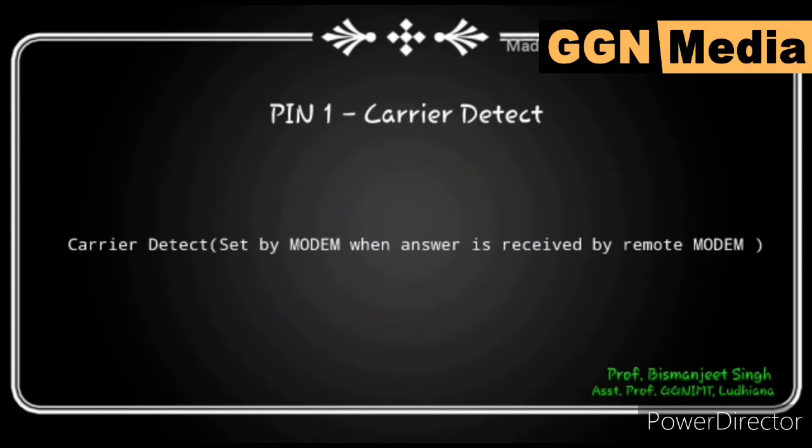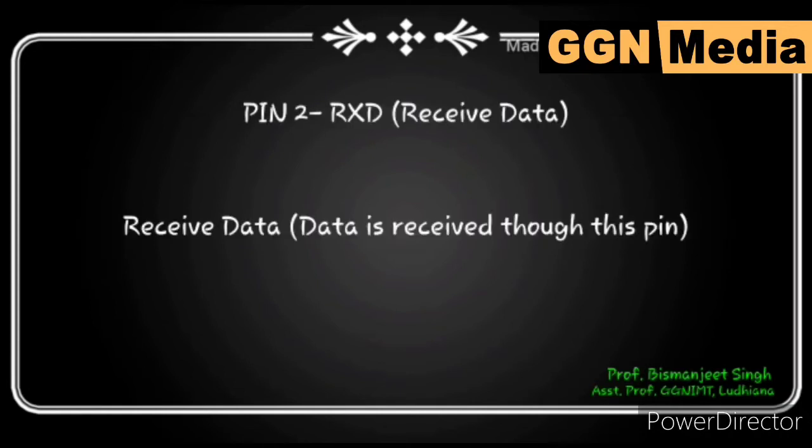First pin is carrier detect. It is set by the modem when an answer is received by some remote modem. This pin receives the data. Data is received through this pin.